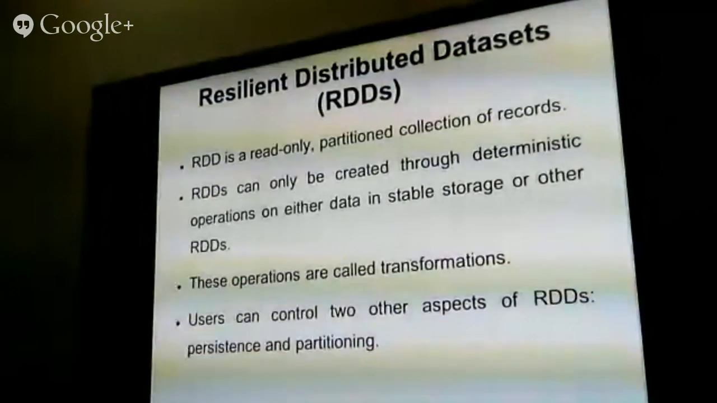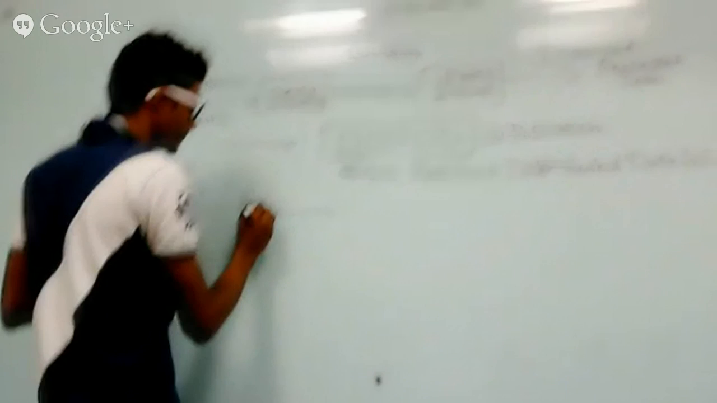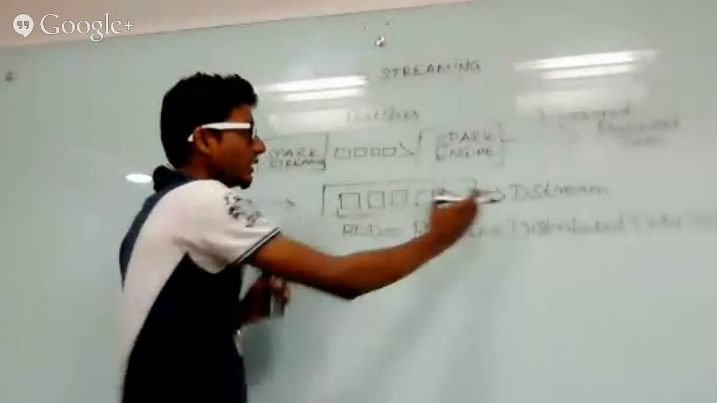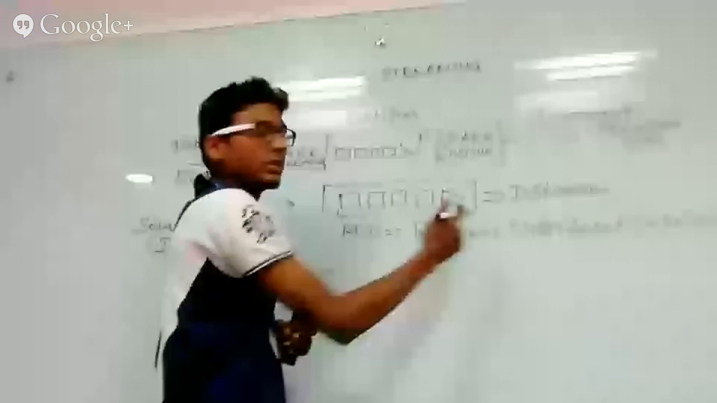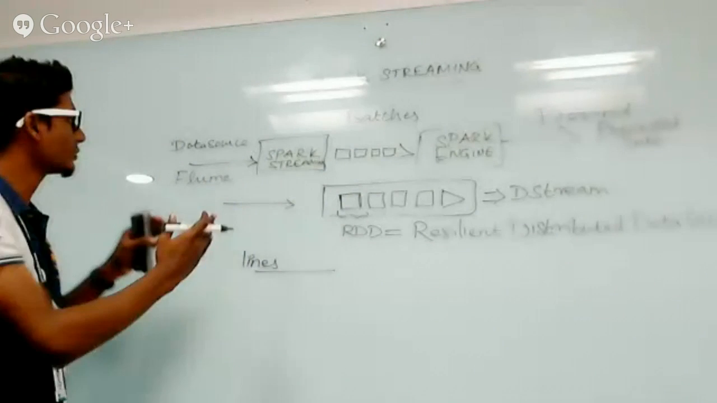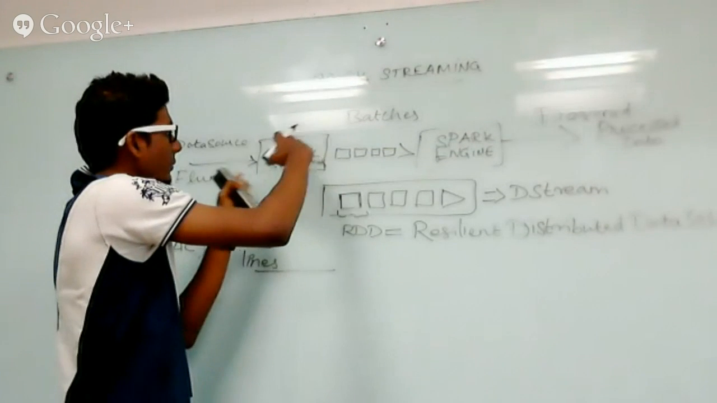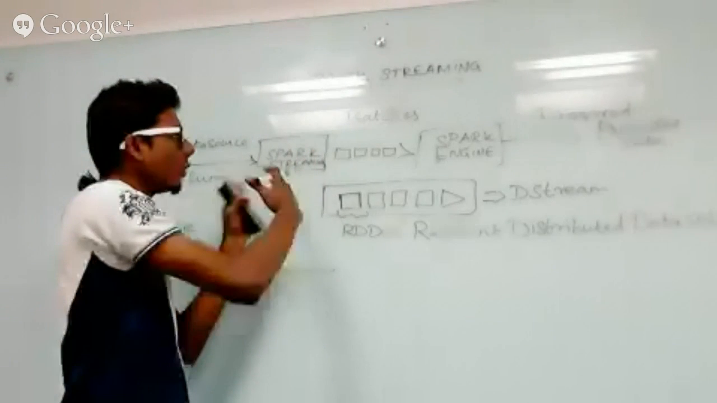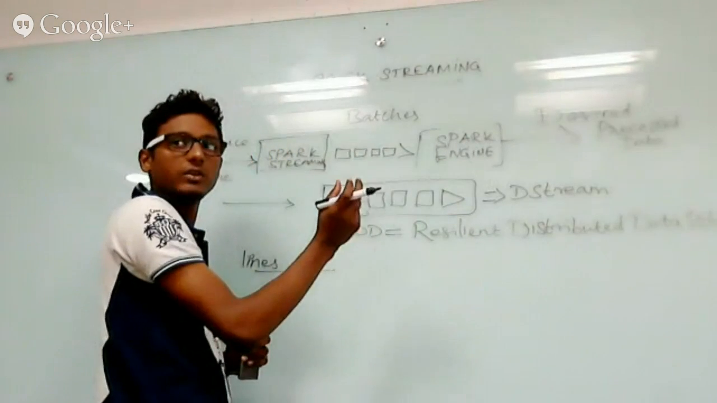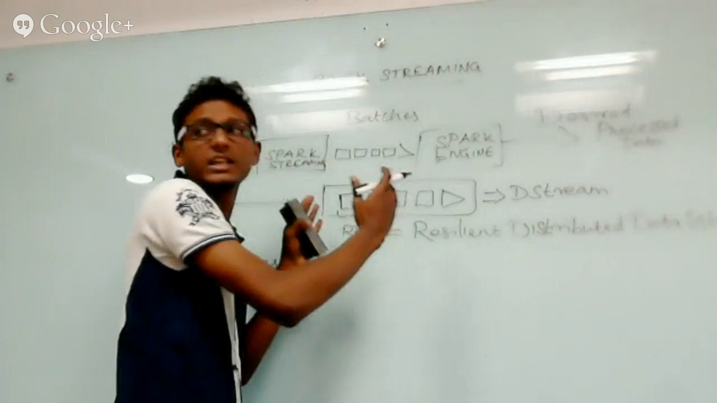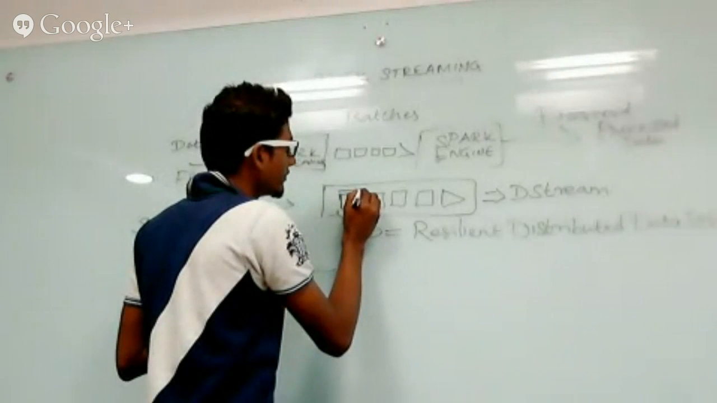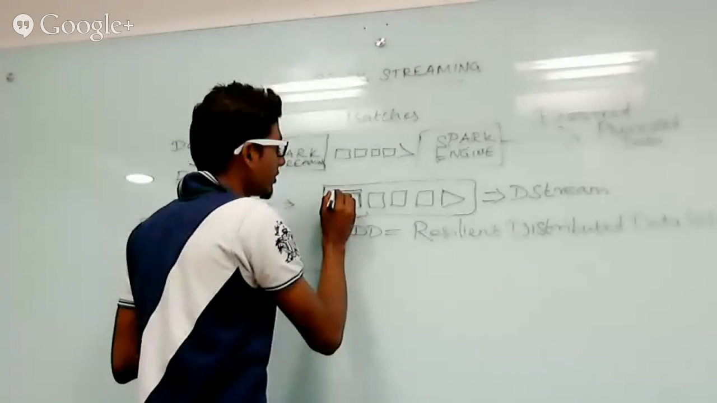What is an RDD again? RDD is the resilient distributed data set. Your D stream is nothing but a collection of RDDs. RDDs are small chunks of your live data. Once your live data source is processed, after calling the function, it will be split into small data blocks, data sets. That individual small block of data set, we call an RDD, a resilient distributed data set.